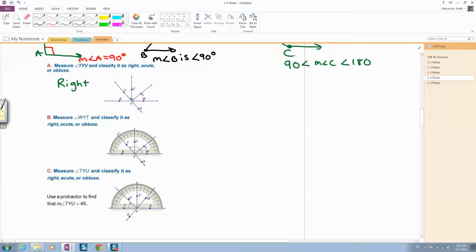WYT, so it's this right here. So that's more than 90, so it is obtuse. Measure of TYU, well, that is going to be acute, because it's less than 90.